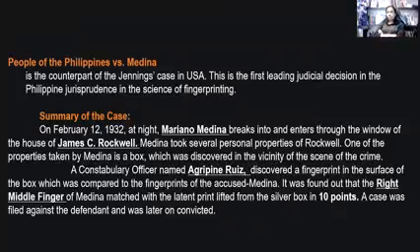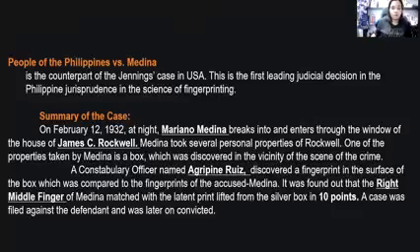In People of the Philippines versus Medina, it is the counterpart of Jennings' case in the U.S. This is the first leading judicial decision in Philippine jurisprudence in the science of fingerprinting. The summary of the case: on February 12, 1932 at night, Mariano Medina broke into and entered through the window of the house of James C. Rockwell.